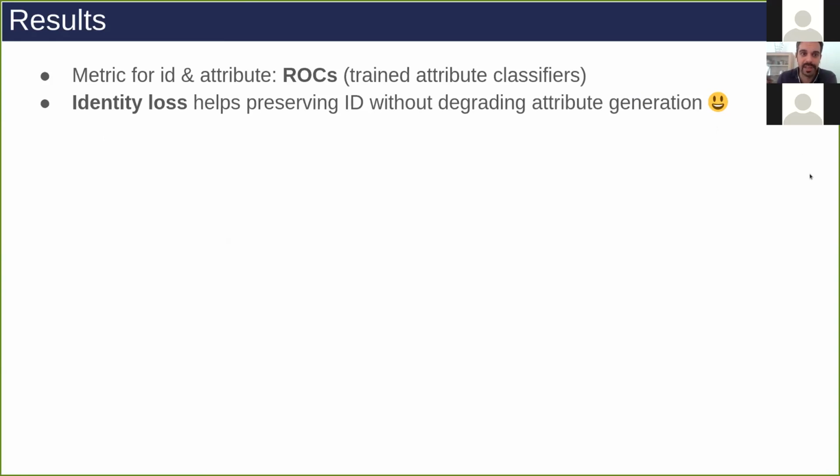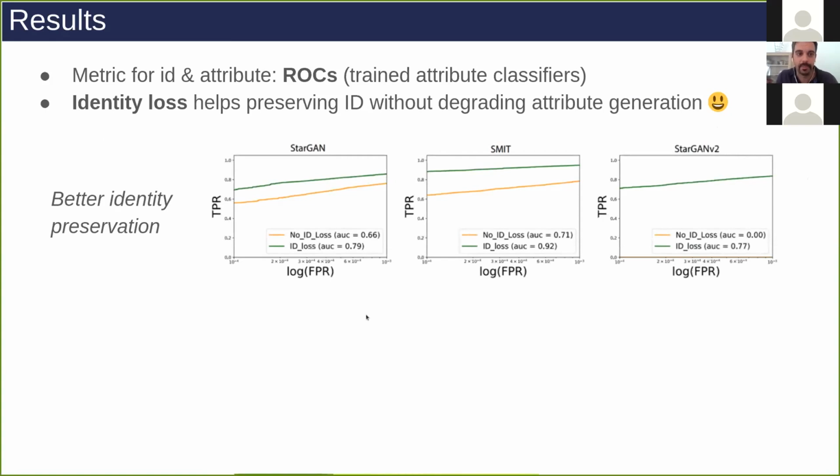So first of all, we want to know if the identity loss helps preserving also the ID without degrading attribute generation. That is our goal. So actually, we do have a better identity preservation. Here you can see drop curves in logarithmic scale in some range, which is 10 to the power of -3 to 10 to the power of -4, which is very typical for face recognition applications in video surveillance. So in these drop curves, the orange yellow one is the one without face recognition identity loss. And the one with green color is the one trained with identity loss. You can see here that the change when we add this identity loss is quite prominent. It goes like 10%, 15% in some cases.